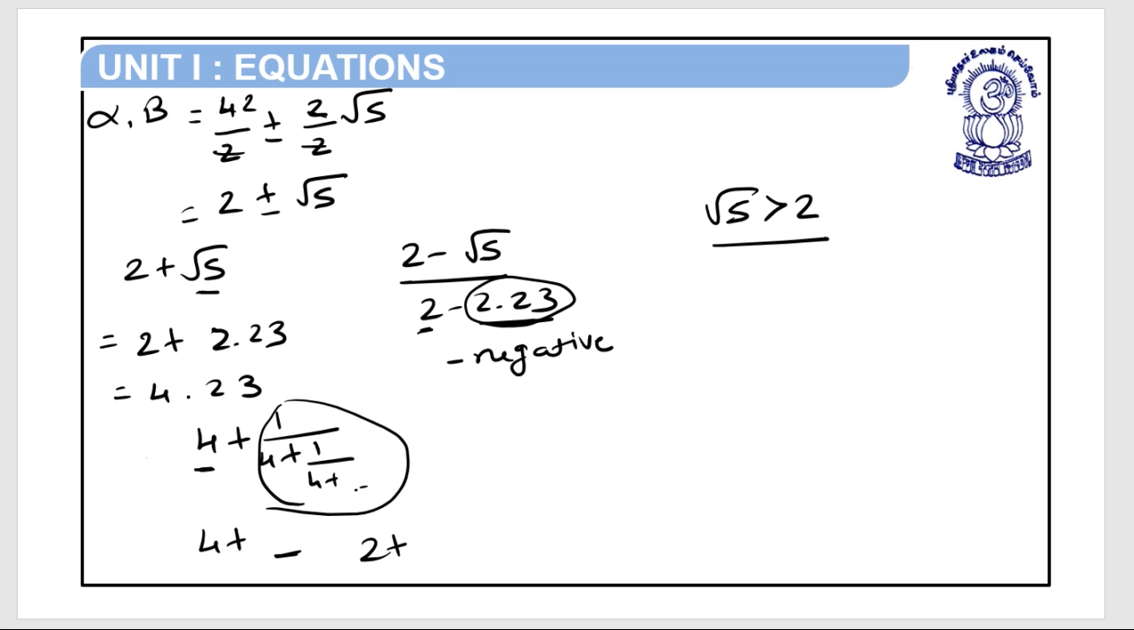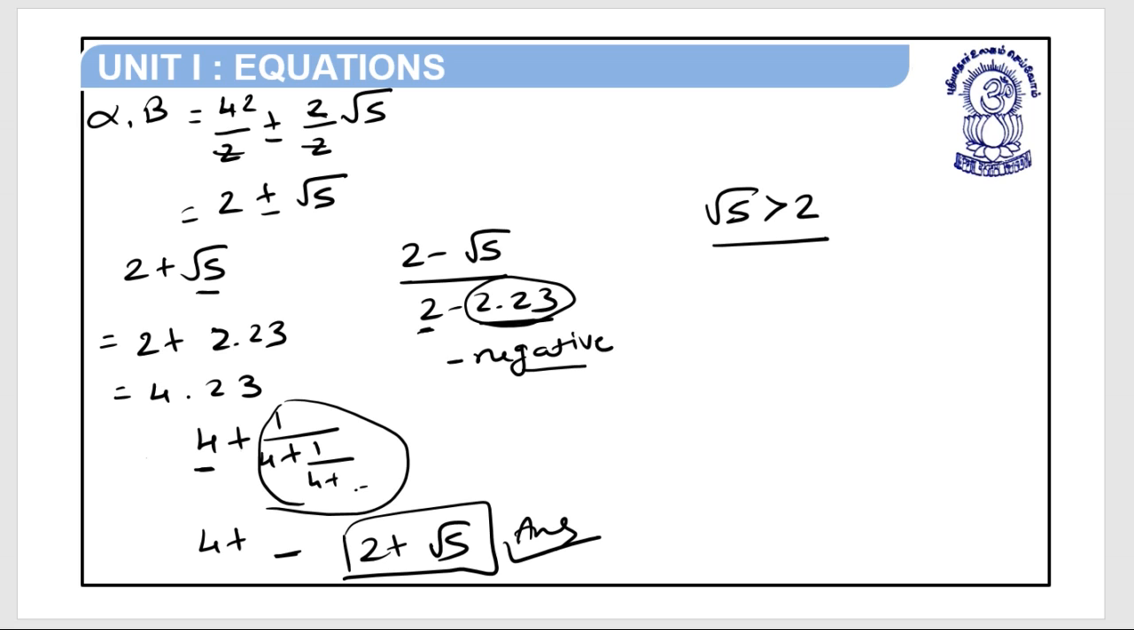So 2 plus root 5 is the answer. Here 2 minus root 5: in 2 minus root 5, the value of root 5 is greater than 2, so the value becomes negative. So from the equation we see that 4 plus 1 upon 4 plus 1, a 4 point something value is the answer. So 2 plus root 5 is the answer.